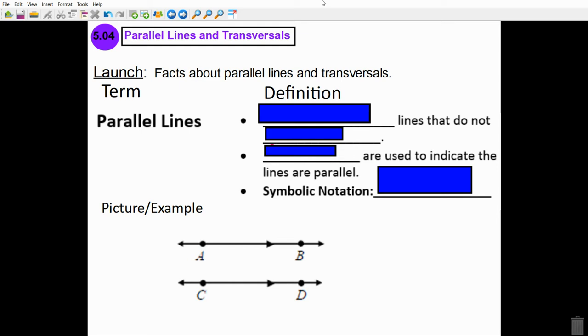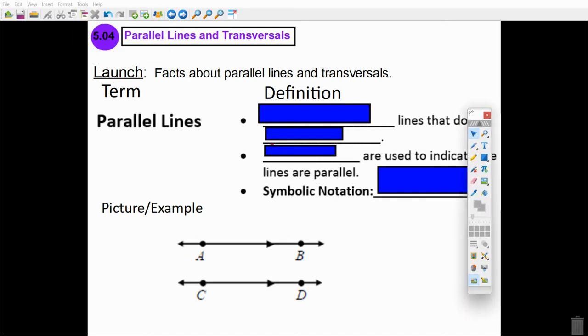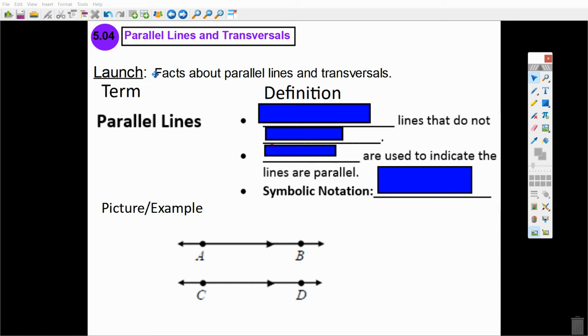So for our launch, it says facts about parallel lines. So let me go ahead and get my toolbox out. See if it pops up. There it is. All right, so our term is parallel lines. So what's the definition? It's two coplanar lines that do not intersect. So these two lines will never ever intersect. They have what we call the same slope.